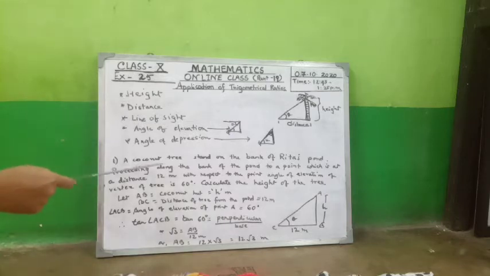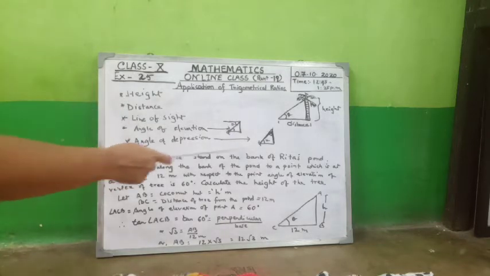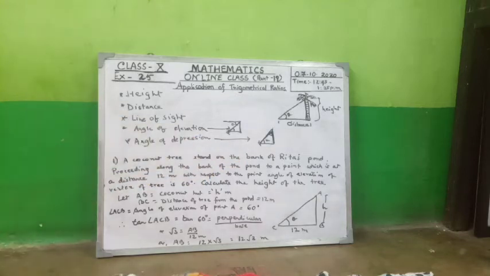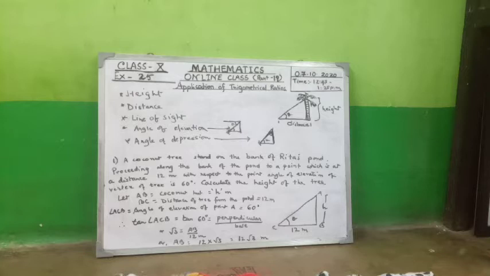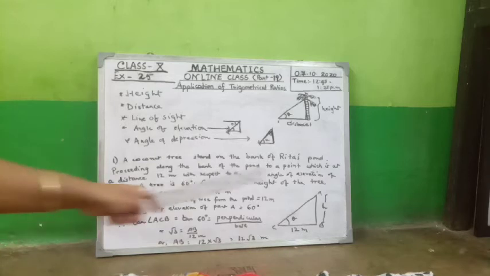Now look, a coconut tree stands on the bank of Rita's pond. So there is a coconut tree. Where is it standing? It is standing on the bank of Rita's pond. Now you are proceeding, you are walking, proceeding along the bank of the pond to the point which is at the distance of 12 meters with respect to the angle of elevation of the vertex of the tree. Now I am proceeding. That means suppose AB is the tree. Which tree? The coconut tree near Rita's pond.